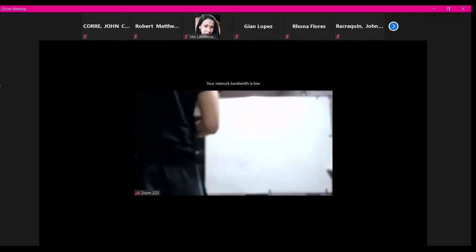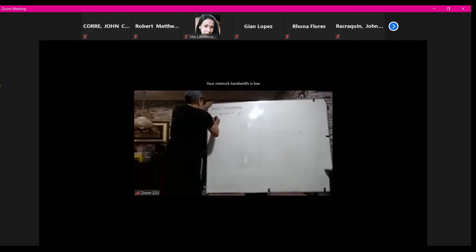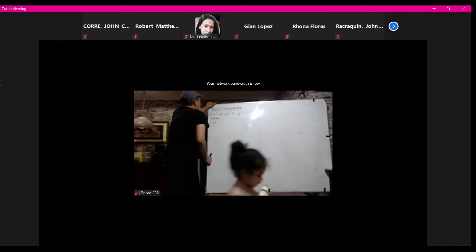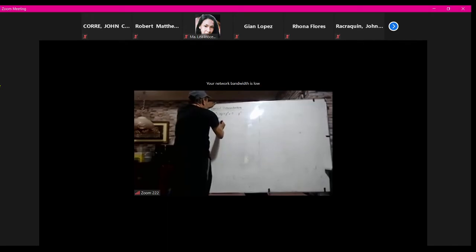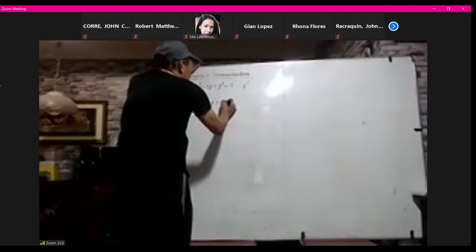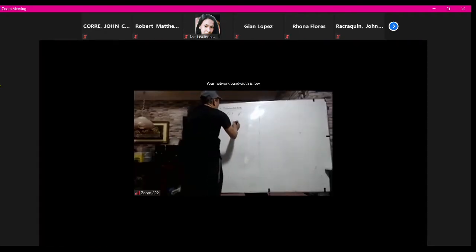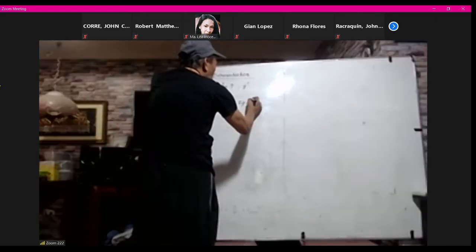Okay, so the first one, kailangan derivative natin. Ang solution natin ay i-derivative natin ng x squared. Ang sagot natin ay 2x. Then, apply natin yung product rule. X, derivative ng y is y prime, plus y, derivative ng x is 1. Then plus 2y, derivative of y equals 0.